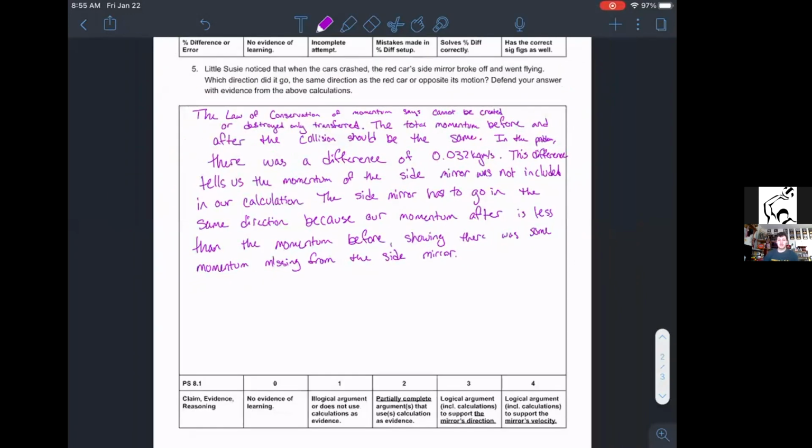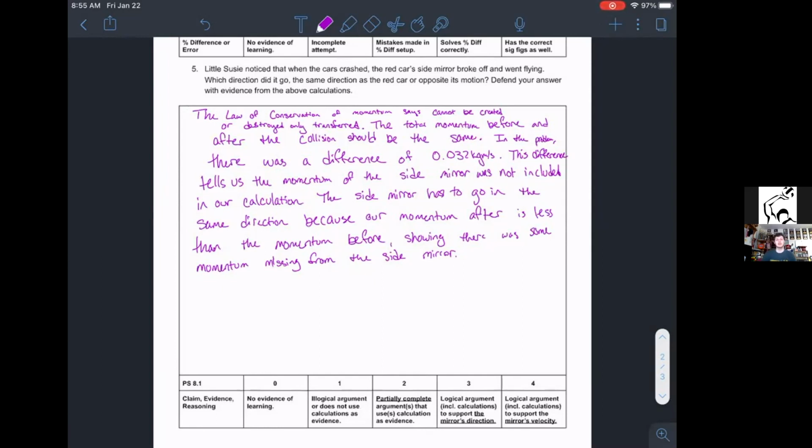As always, if you guys have questions about this, please let me know. The one thing for a 4, it does say to support the mirror's velocity. So if you wanted to go for that 4, you need to explain about the velocity and especially about the fact that that side mirror probably doesn't have a lot of mass, which means it has more velocity.